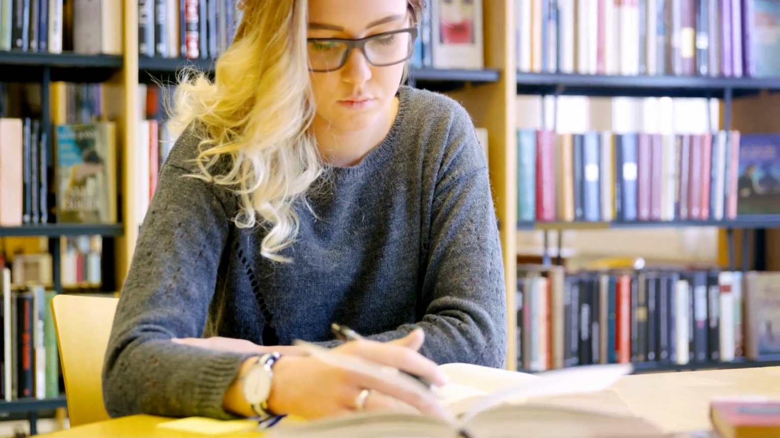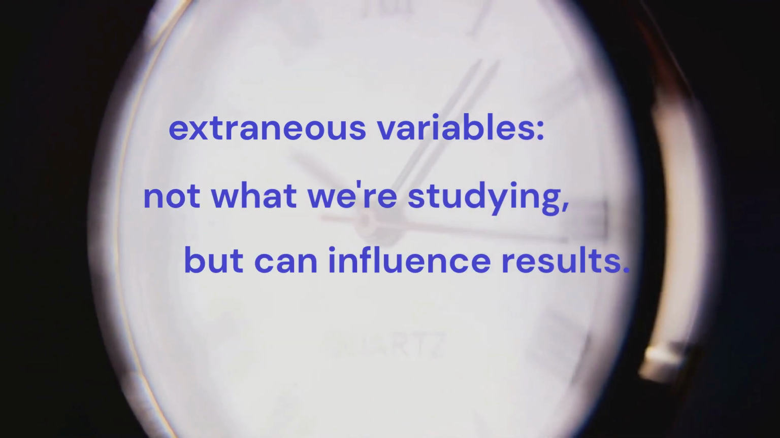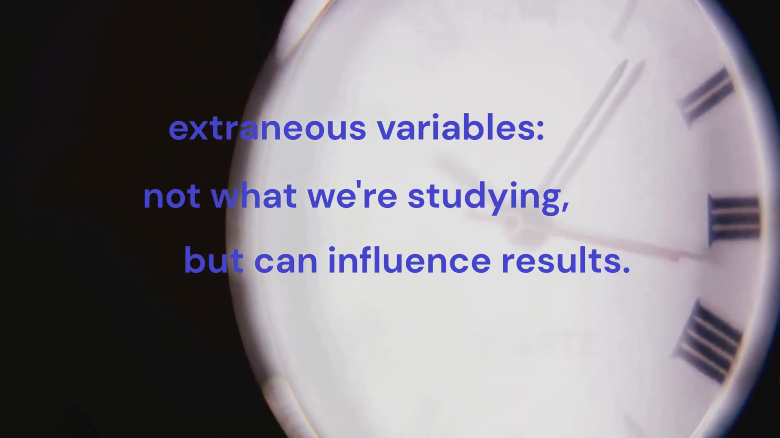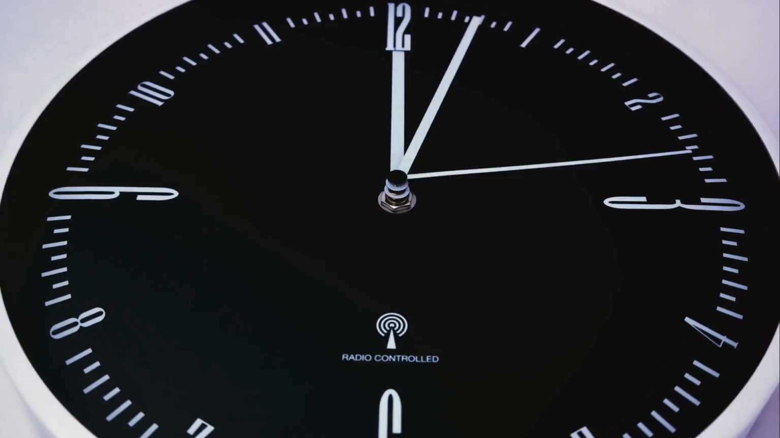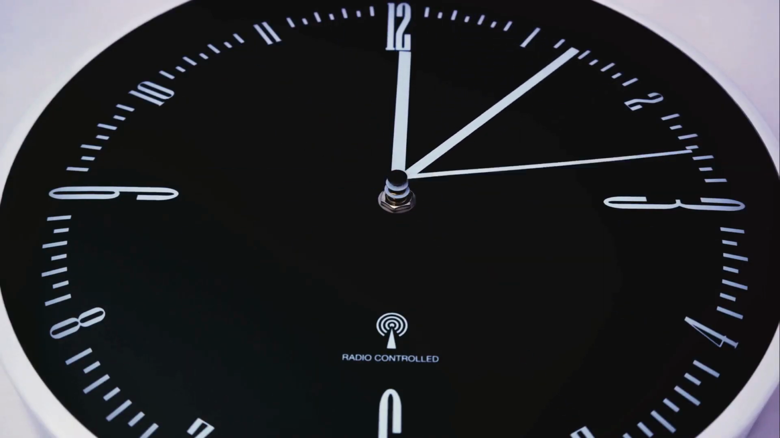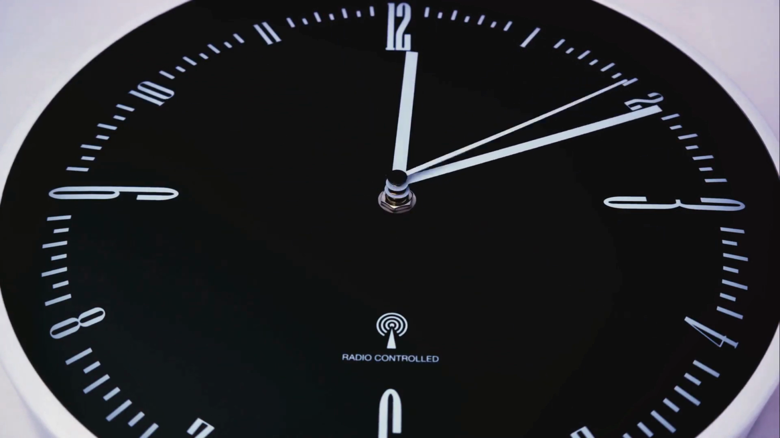However, the time of day the study is conducted could potentially affect the participants' concentration levels. Morning people might concentrate better early in the day, while night owls might do better in the evening. This time of day variable is extraneous because it's not what we're studying, but it could still affect our results. So what about confounding variables? These are a specific type of extraneous variable that have affected the results of our study, apart from the independent variable.